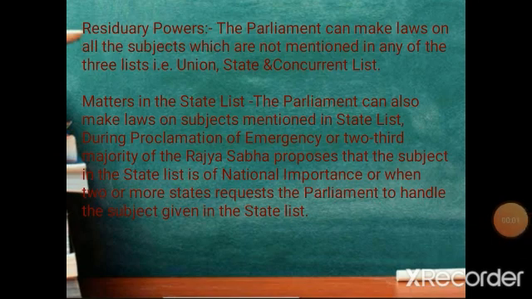Parliament can also make laws on subjects mentioned in the state list during proclamation of emergency, or when a 2/3 majority of the Rajya Sabha proposes that the subject in the state list is of national importance, or when two or more states request the parliament to handle the subject given in the state list.